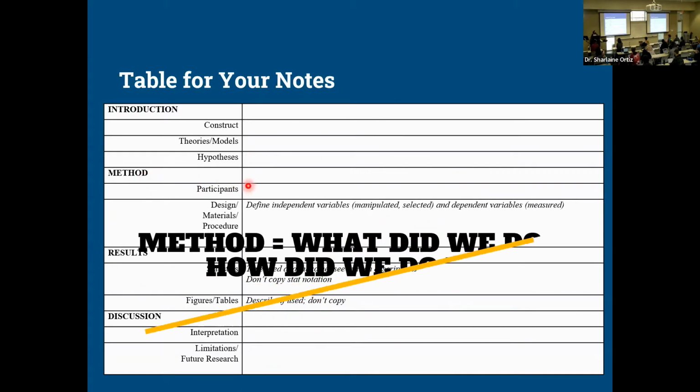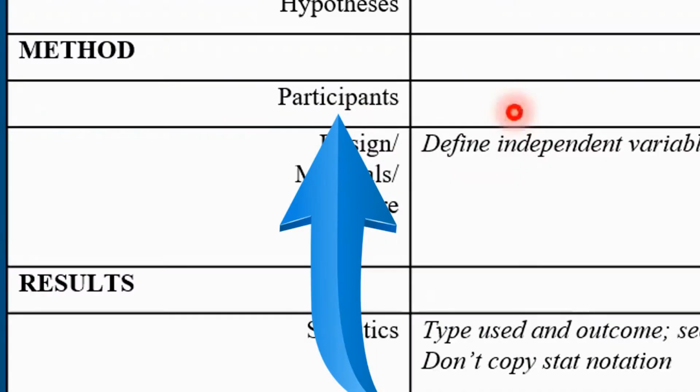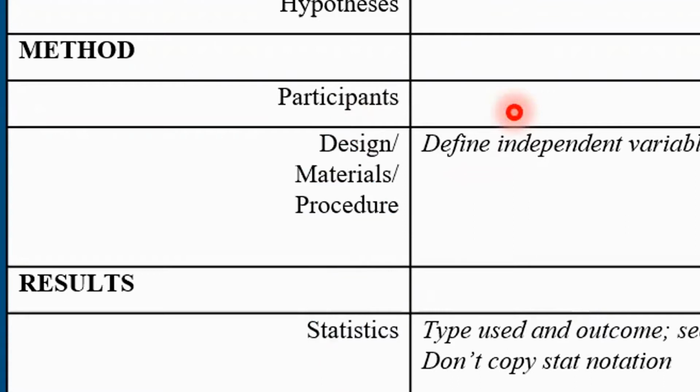Let's think about the next section that you're going to summarize, and that is the method. One of the most important things about the method is, tell me, who are your participants? Where did they come from? Did they come from an undergraduate program, a psychology department, an outpatient clinic, a student sample? Where did you get your participants from? Are they male, female, mostly male, mostly female? What's their age? What's their average age?